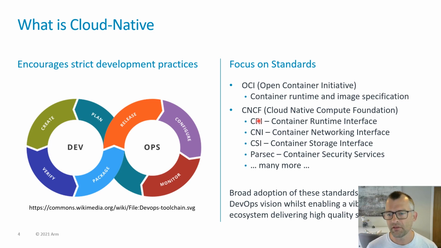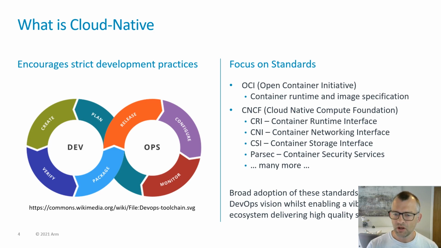Within the CNCF, the Cloud Native Computing Foundation, we have other standards, things like CRI, CNI, CSI, which cover things like: CRI is the container runtime interface, which is the contract between the orchestrator and the container runtime. So that describes how the orchestrator configures and deploys the containers and how it monitors the health of those running workloads. CNI covers networking, overlay networking, firewall configurations, and the like.